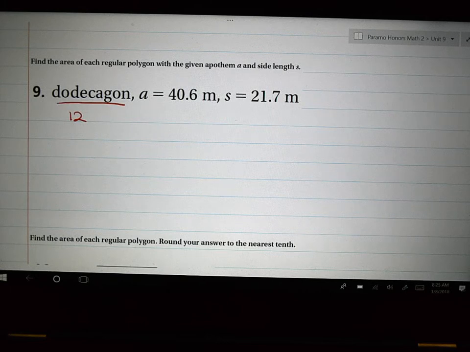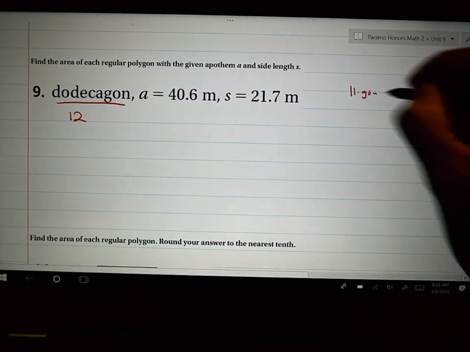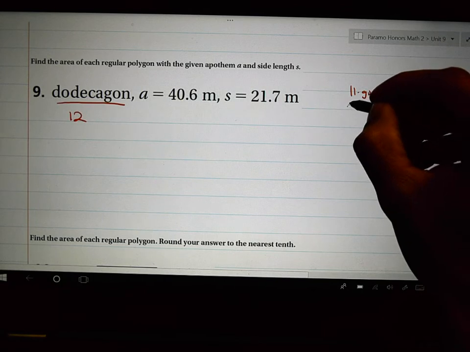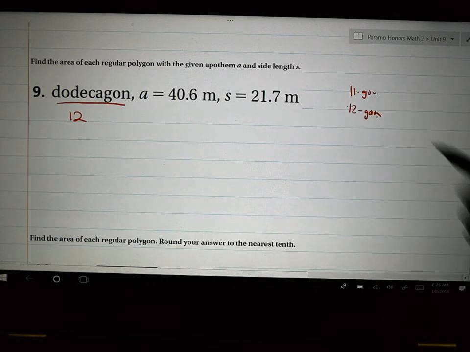I think they write 11-gon as 11-gon. Most of the time after 10, they usually just do this. In most geometry textbooks, it's 12-gon, 14-gon. Makes it easier. Dodecagon, but there is a fancy name for it, so there you go.